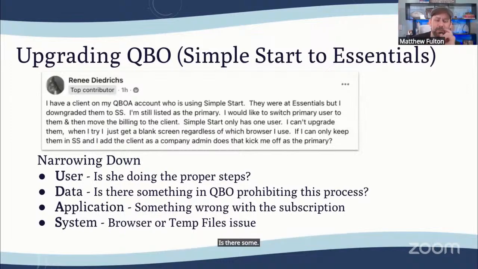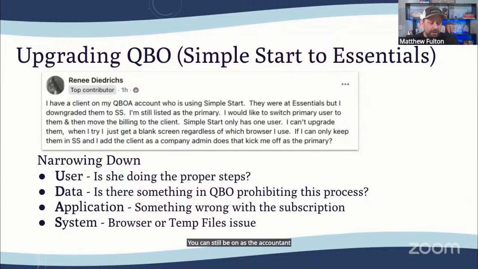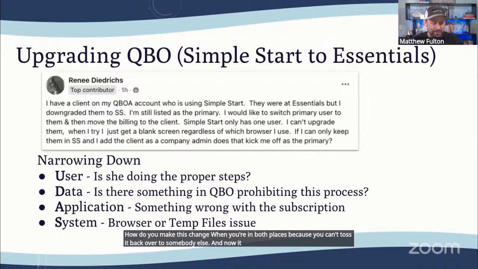Go ahead. Real quickly, because I always like to try to solve issues, I'm trying to clarify what I see as the challenge here. Because they were the primary admin, like they said, only one user. In a perfect world, what would have happened, of course, is you would have already switched over the primary user. Since you can only have the one person, you can still be on as the accountant, but since you're on as the primary user and the accountant, how do you make this change when you're in both places, because you can't toss it back over to somebody else and now it's stuck, is the whole point, right?